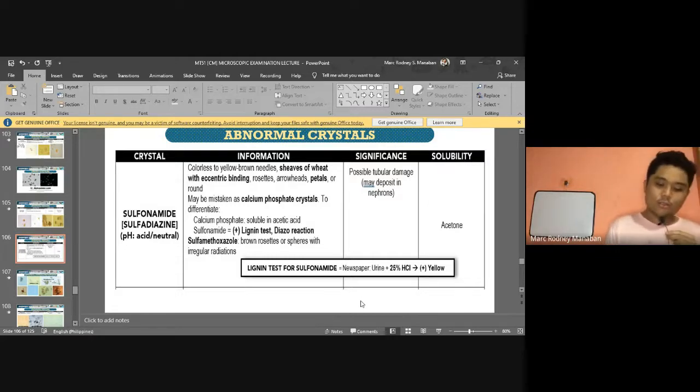You also have sulfamethoxazole crystals, which is a type of sulfonamide. They appear as brown rosettes or spheres with irregular radiations. And again, the significance is possible tubular damage. Because the presence of these crystals in freshly voided urine indicates that they already precipitated inside the tubules. And the precipitation of these crystals inside the tubules can cause damage to the tubules. Okay? Alright. And they may deposit in your nephrons.